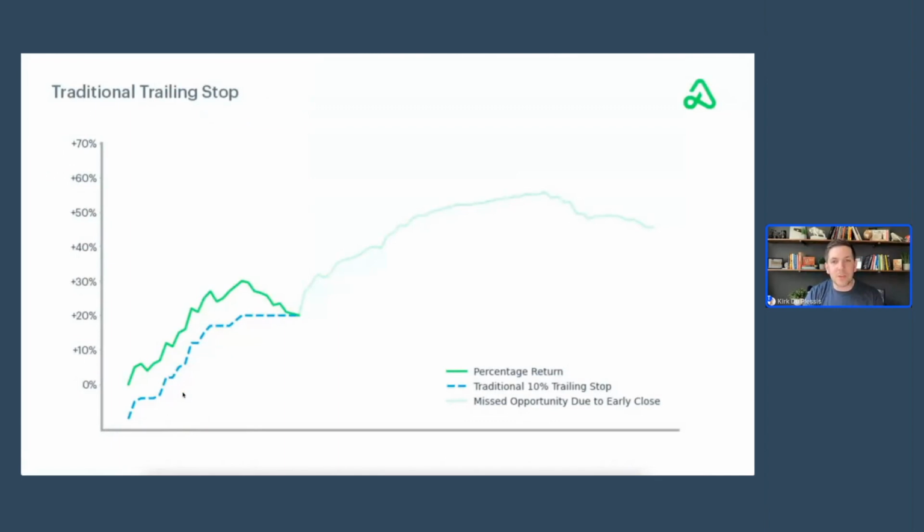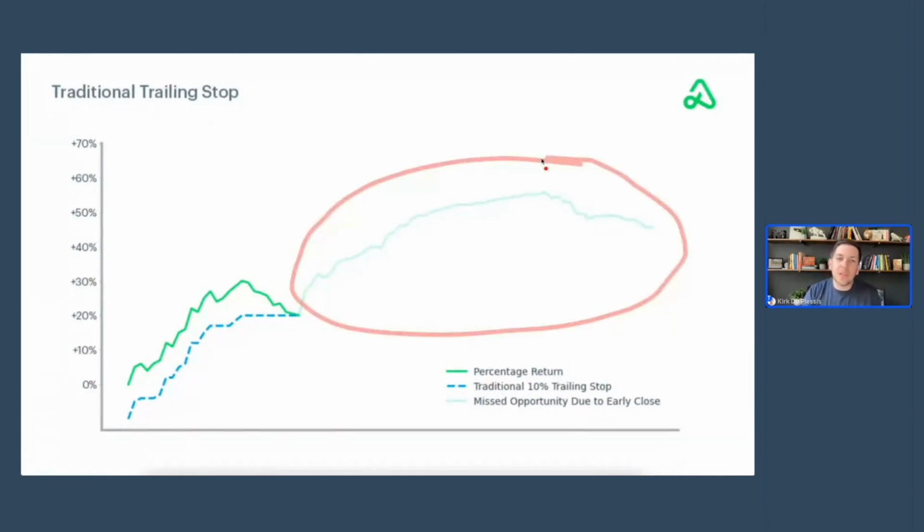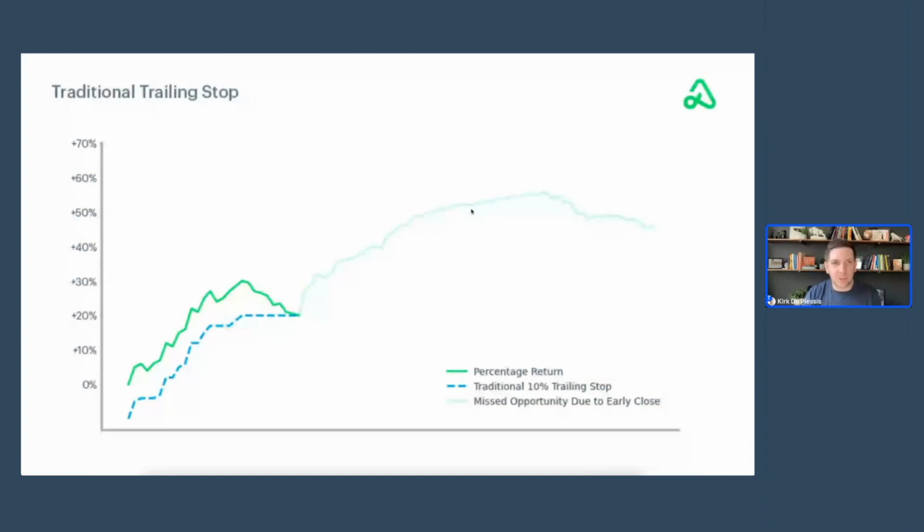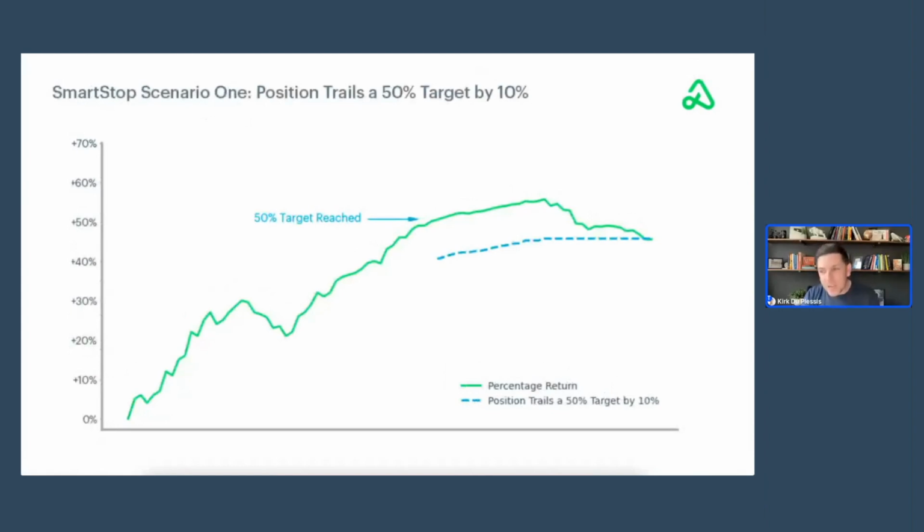And the problem again with the trailing stop is you potentially miss this opportunity due to an early close. So that's how traditional trailing stops work. Now, when it comes to smart stops or trailing stops, the way that we do it here at Option Alpha is we give you the ability to set a target. So the target is super, super important. And once that target is achieved, then the trailing stop kicks in.